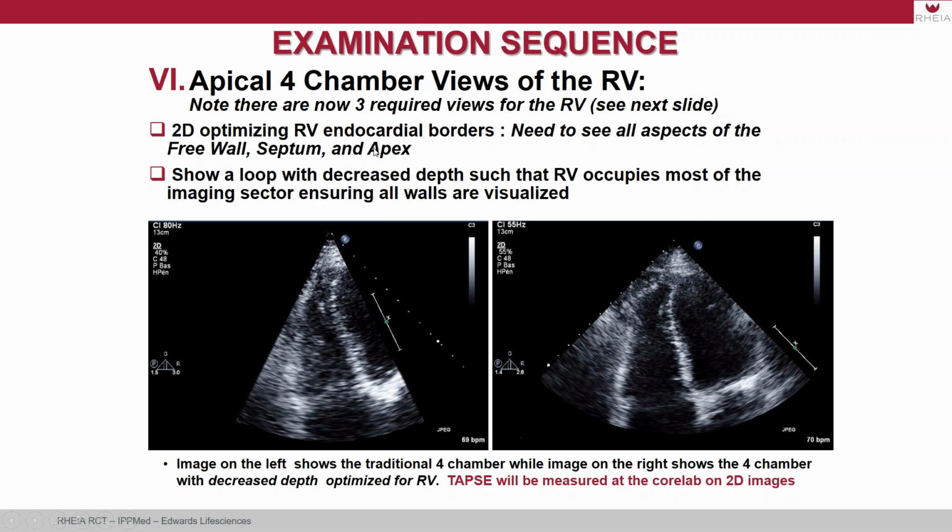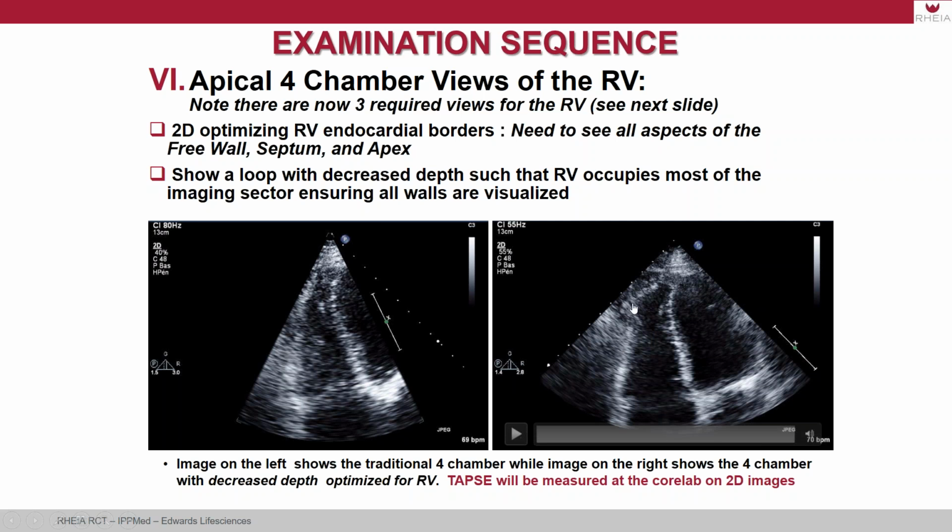In this trial, we will also assess the right ventricular function. So when you do the apical 4 chamber, please also give us some apical 4 that are optimized for the right ventricle. So where you center the right ventricle in the image and you really focus on the right ventricle, because we're going to measure the TAPSE by the 2D method.